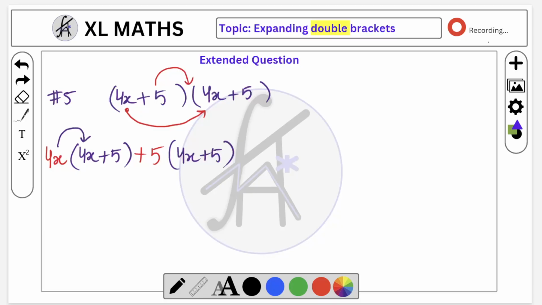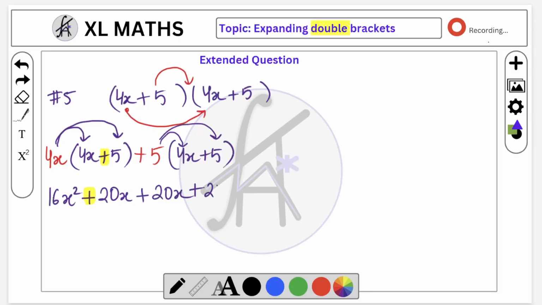4x times 4x, that's 16x squared. 4x times 5, that's a positive 20x. Why is it positive? Because here we have a positive sign, isn't it? Right. Now, 5 times 4x will give you a positive 20x, right? Let me just remove this, otherwise you might feel like it's a negative sign here. Now, 5 times 5, they both are positive, will give us 25. Now, one last step. 16x squared, 20x plus 20x gives us 40x, plus 25.